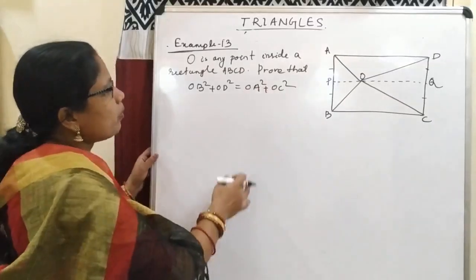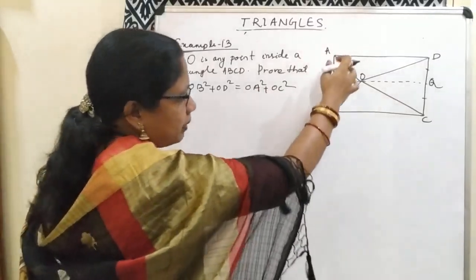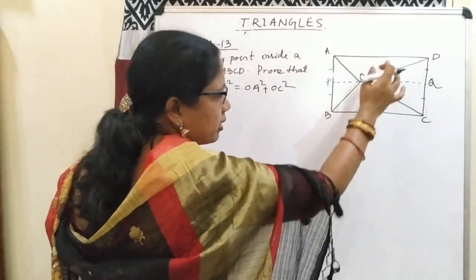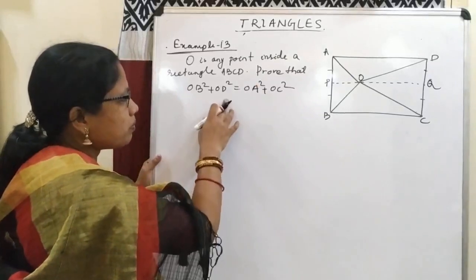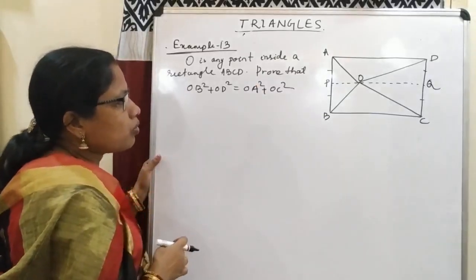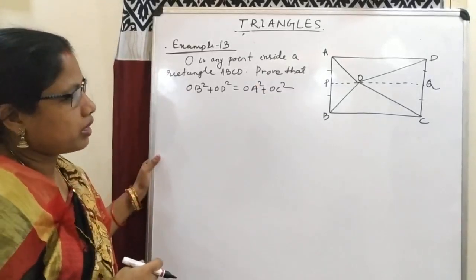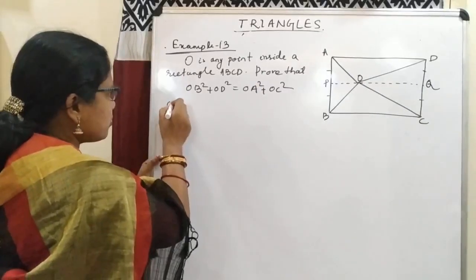O is any point inside a rectangle ABCD. ABCD is a rectangle, O is a point inside it. Prove that OB square plus OD square is equal to OA square plus OC square. So here construction is required.